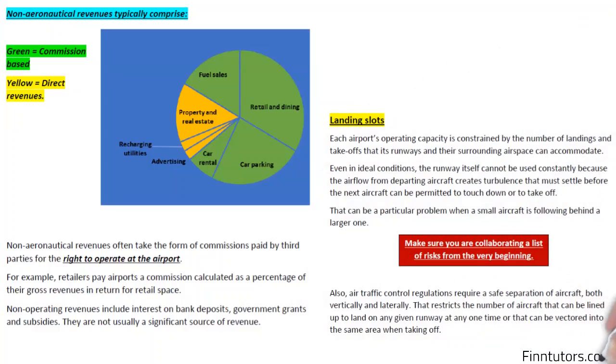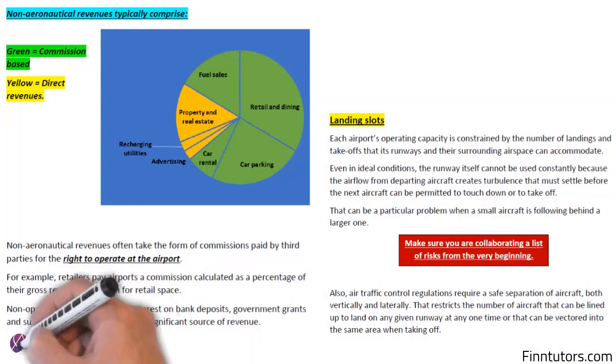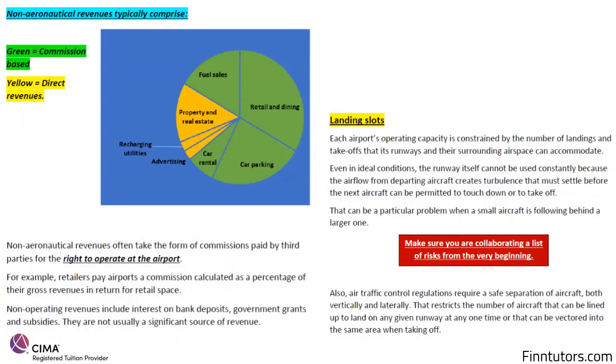So, what are the non-aeronautical revenues which take airport operators into profit? Let's speak about this. Your non-aeronautical revenues are further divided. In this pie chart, there are certain parts of the pie which are in green and certain parts which are in yellow. The green ones are commission based for you. You don't own it, you just earn a commission from it.